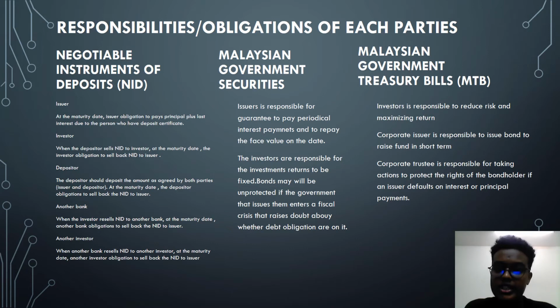The MTB investor is responsible to reduce risk and maximize return. The corporate issuer is responsible to issue bonds to raise funds in the short term. The corporate trustee is responsible for taking actions to protect the rights of the bondholder if an issuer defaults on interest or principal payments. So this is my part.